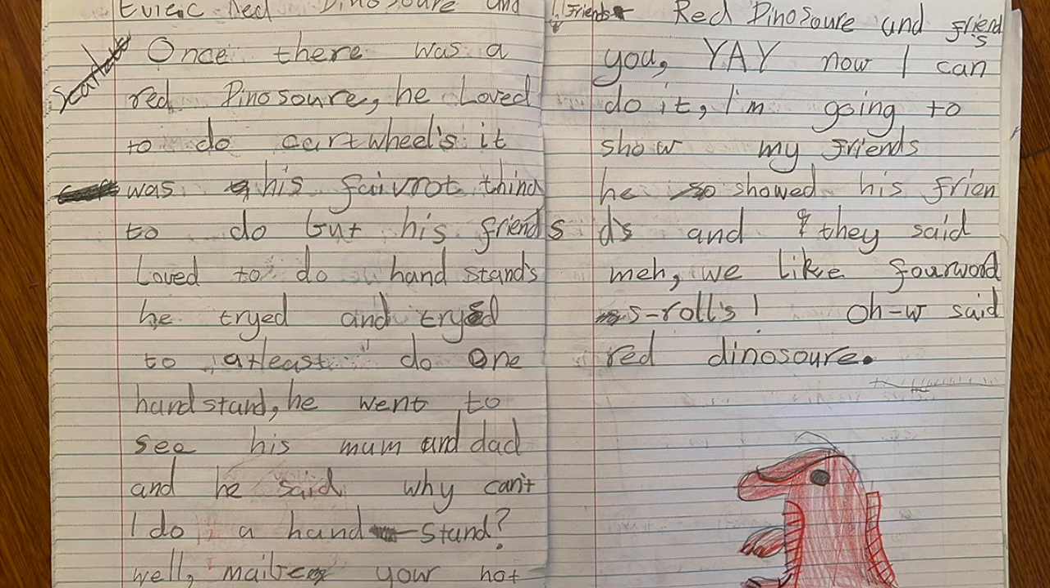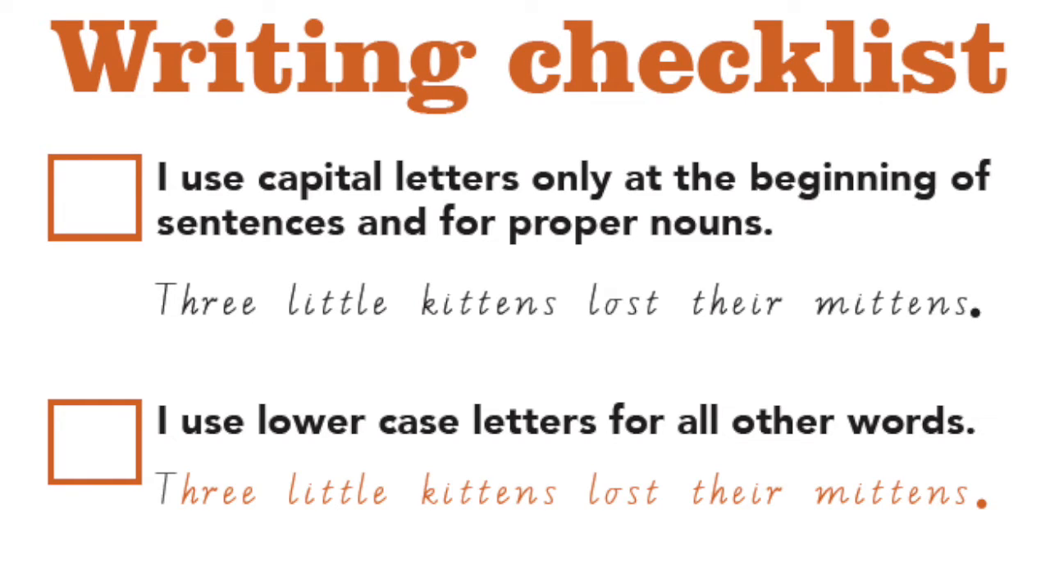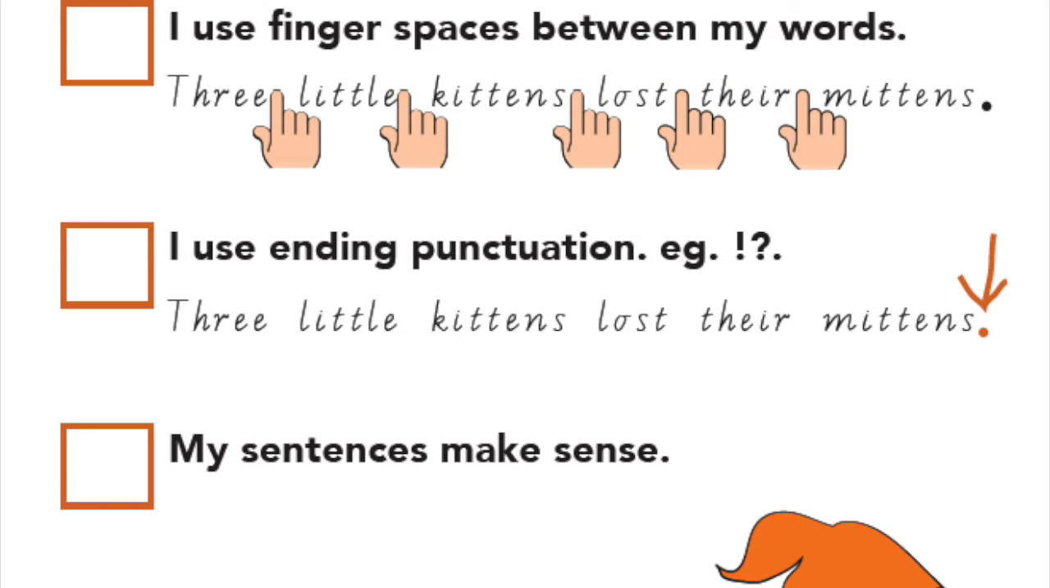Have a look at this writing draft. The story is called Evie's Red Dinosaur, and it's a draft. I'm going to read through using my checklist to make sure I look for capital letters and lowercase letters. I'm also going to make sure I have finger spaces between my words. I'm going to look for ending punctuation like full stops, question marks, and exclamation points. And then I'm going to reread the sentence to make sure it makes sense.